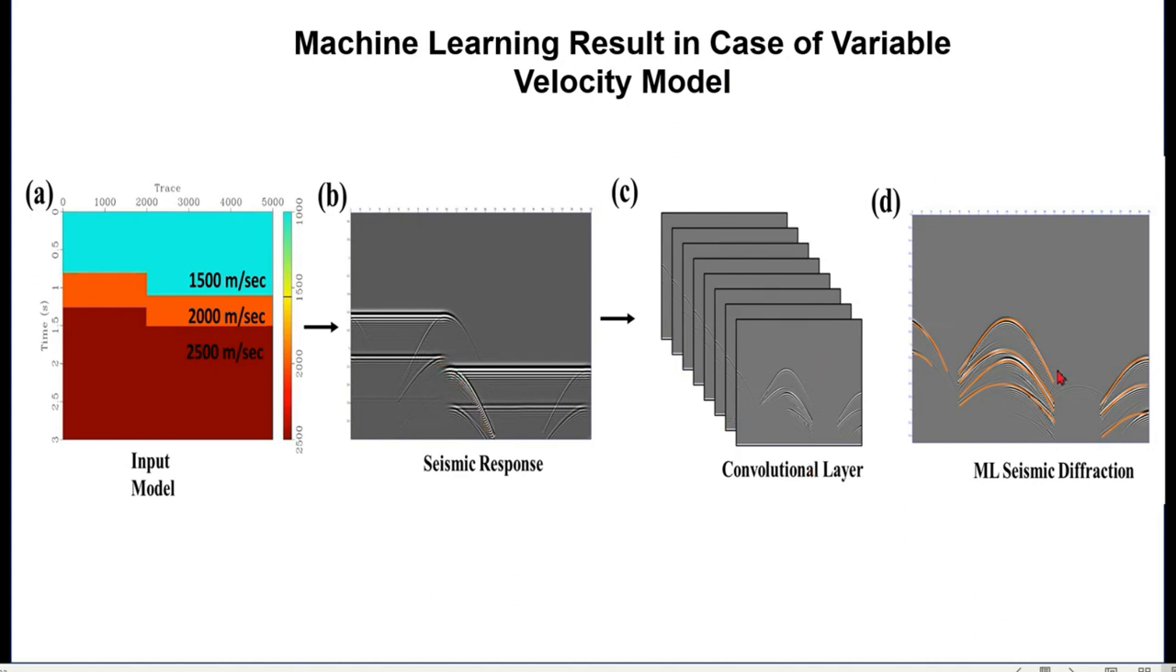But machine learning can exactly detect these diffracted events. Like this one, you can see this one is detected, and this continuity is also detected. This is just to explain how effective machine learning is and how it can be utilized in your future research.